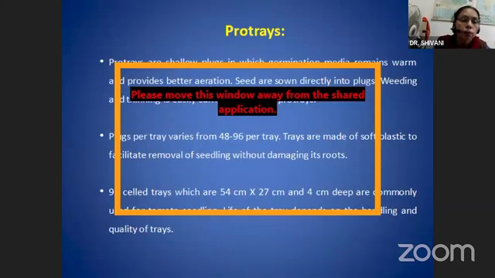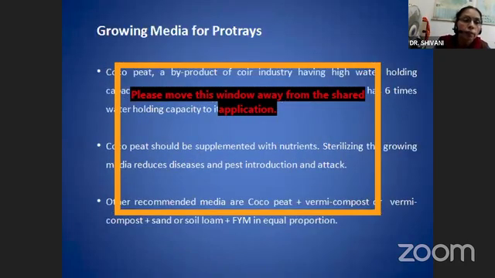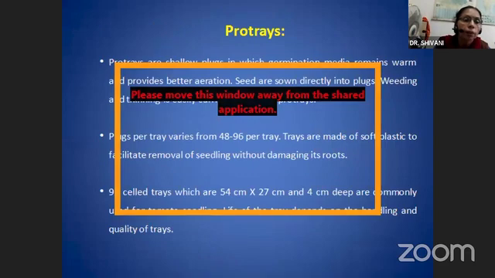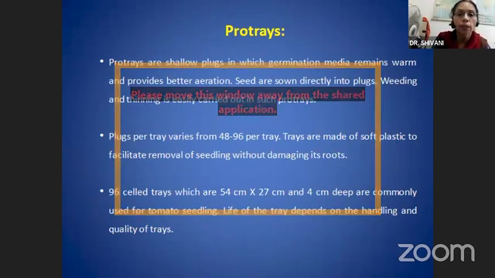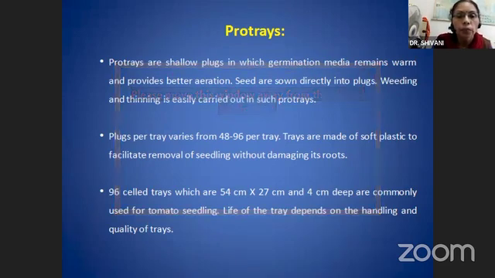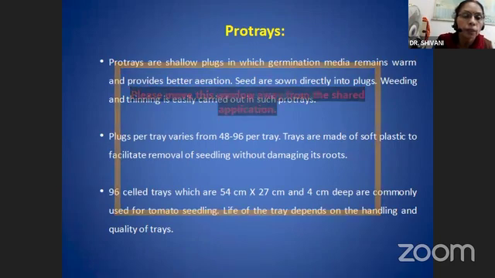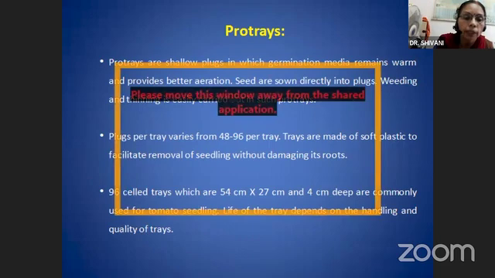The third one was pro-tray. Very quickly, I will cover this topic. Pro-trays, as we all know, are shallow plugs in which germination media remains warm and provides better aeration. Seeds are sown directly into plugs, and weeding and thinning is easily carried out in such pro-trays. In vegetable crops, this is mostly done, and these trays are of different sizes.